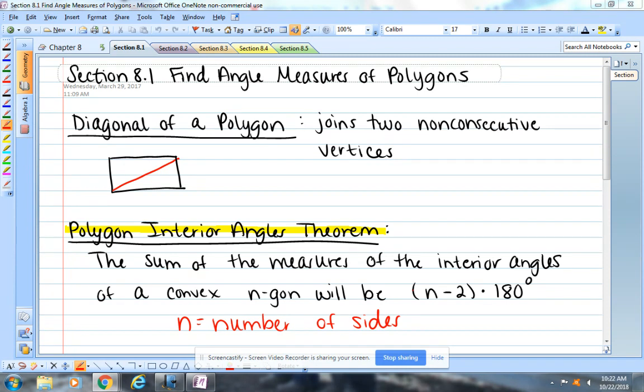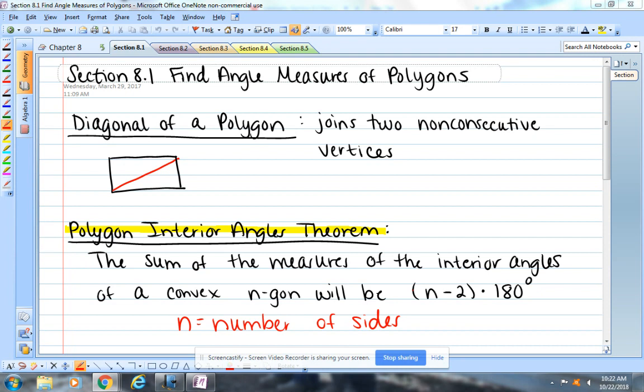All right, so this is a theorem that you need to know, or at least you need to know the formula to it, and that's the polygon interior angles theorem. It says the sum of the measures of the interior angles of a convex n-gon will be n minus 2 times 180, and n is the number of sides.